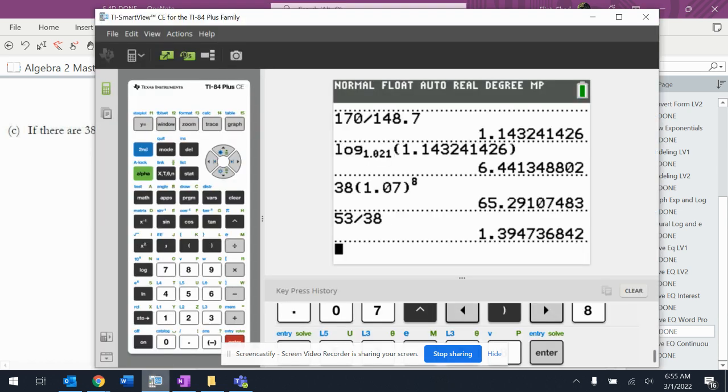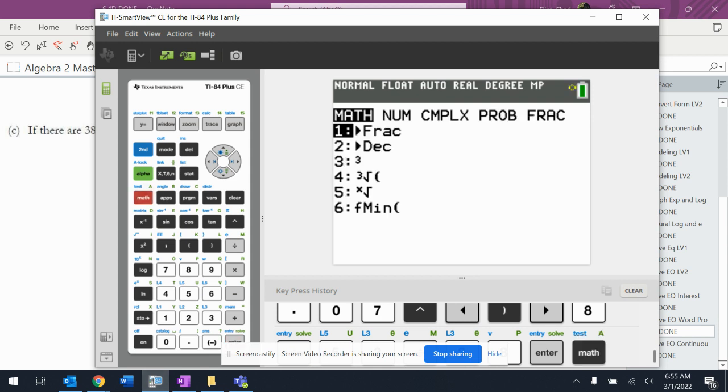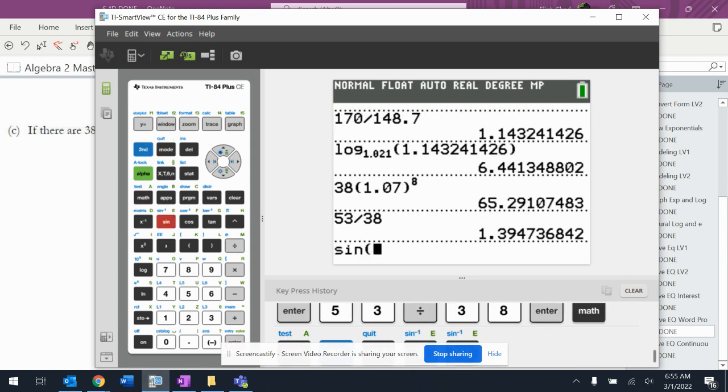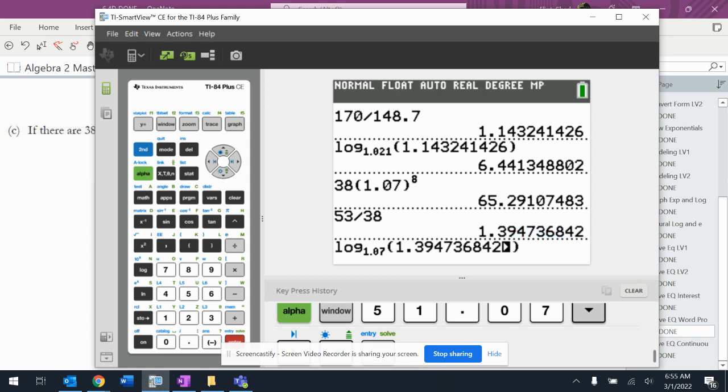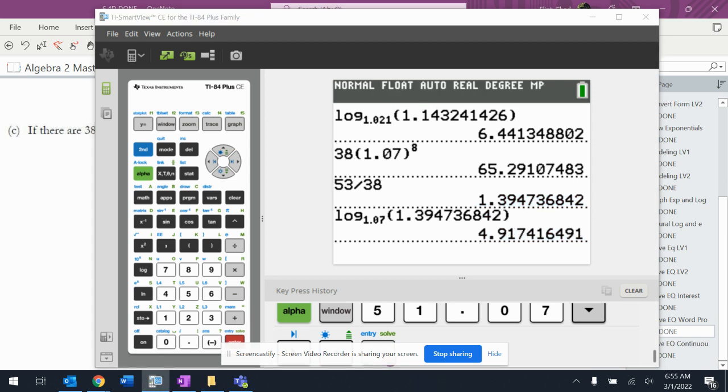Sorry, hitting the wrong buttons here. Alpha window 5, 1.07, and then I want that number to be inside of the parentheses. So 4.941.